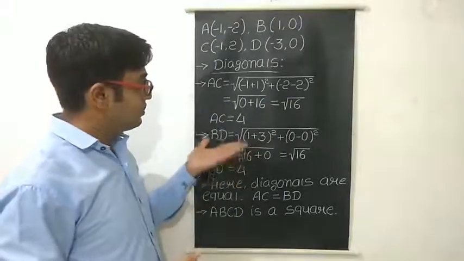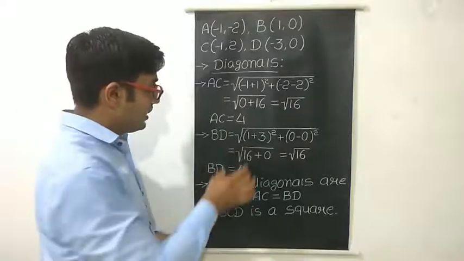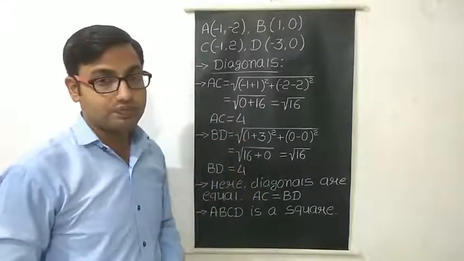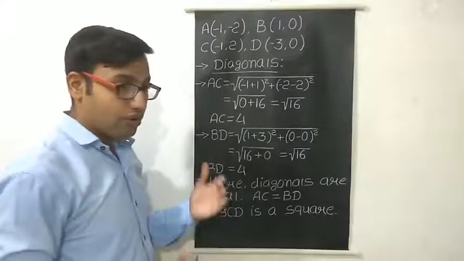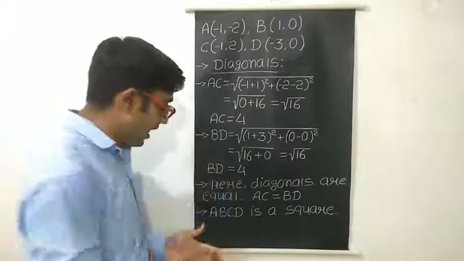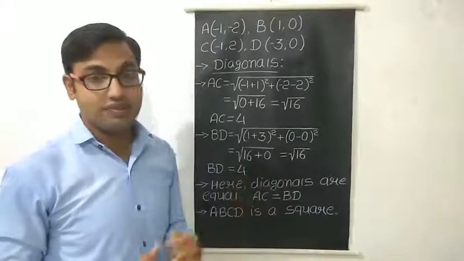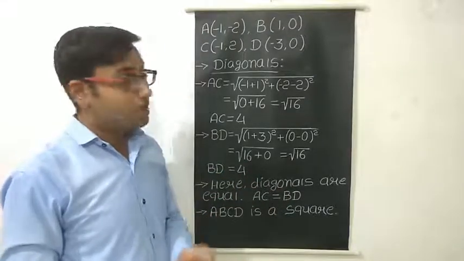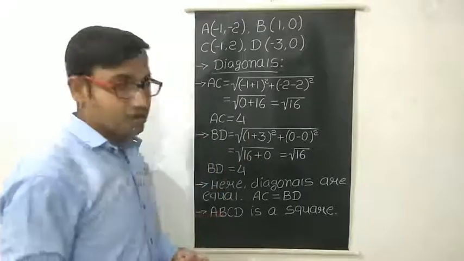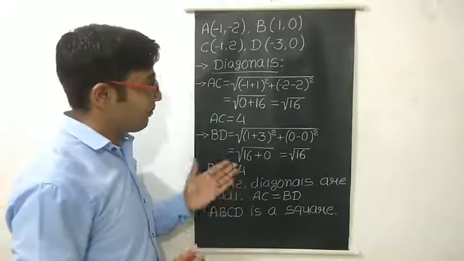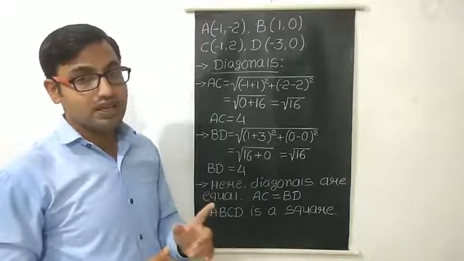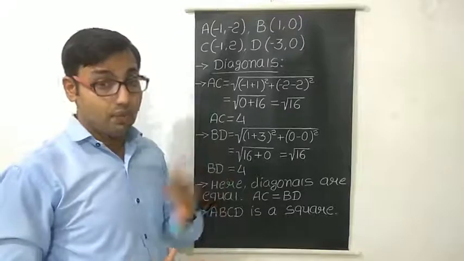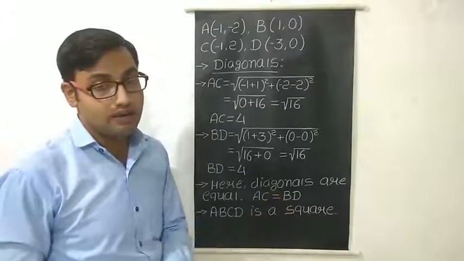So when we use this formula for the diagonals, we can see that both the diagonals are equal. So when both the diagonals are equal, it is confirmed that ABCD is a square, because in a square both the diagonals are equal. So whenever you solve this type of problem, keep this in mind. You have to be clear about the properties of the quadrilateral.